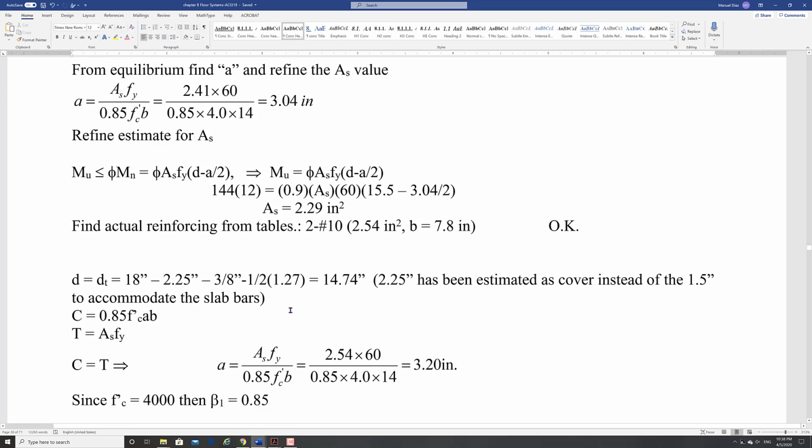So we are good. Now that I know the size of the bar, I'm going to find my actual D and D sub T. And now what is this thing about this 225? This is something that I have not explained before, right?